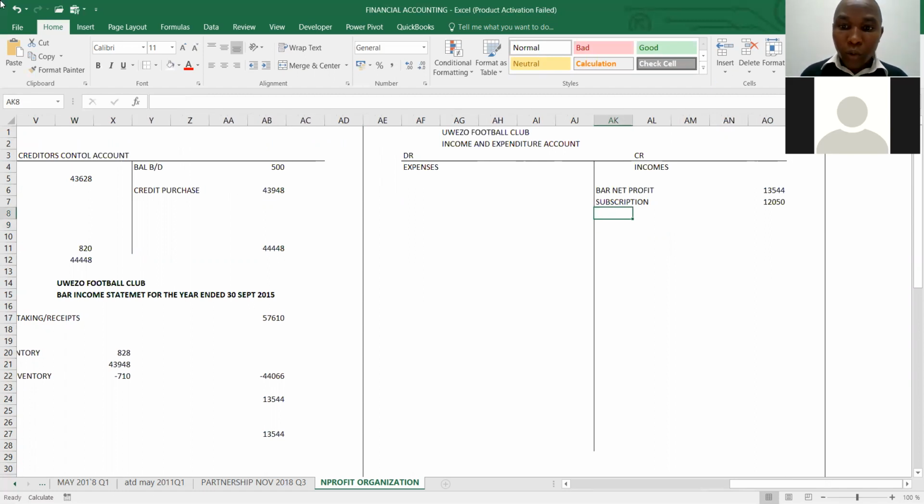Then we go back to our cash book, receipts and payments. On our debit side, we put all the income, bank. We are recording incomes. We have not exhausted the incomes, so we go back to the cash book. We have subscription, which we have done, and we have entrance fee.